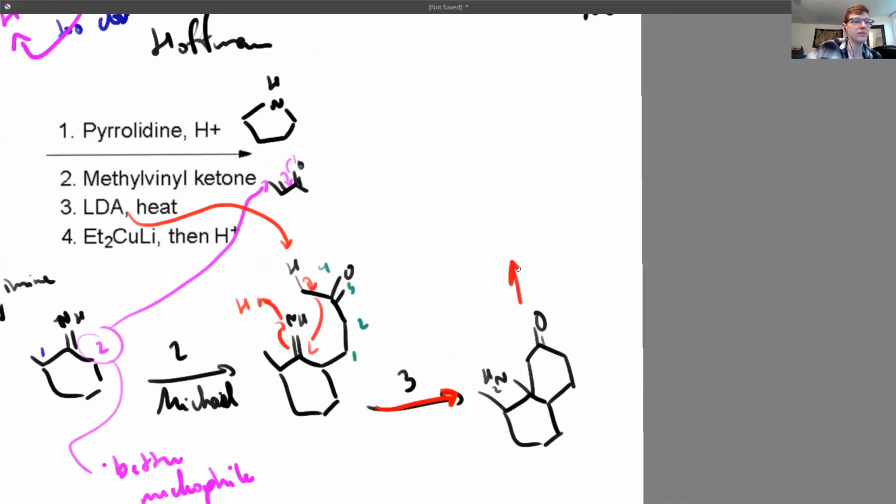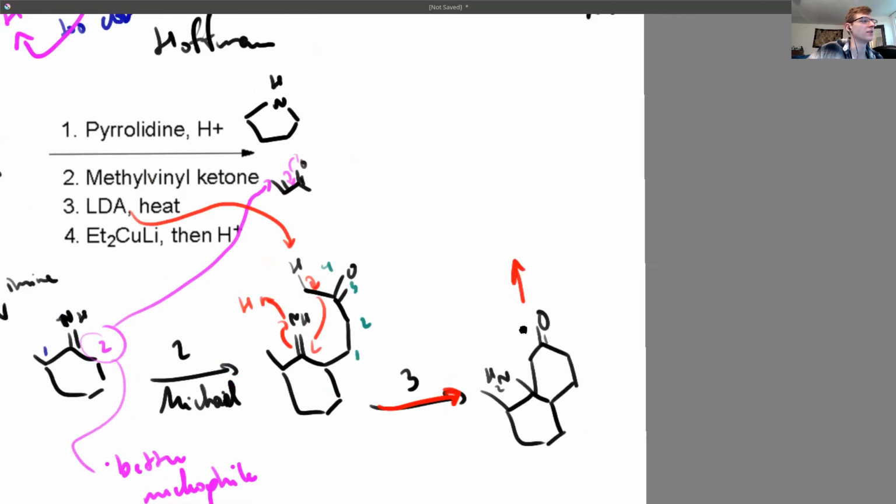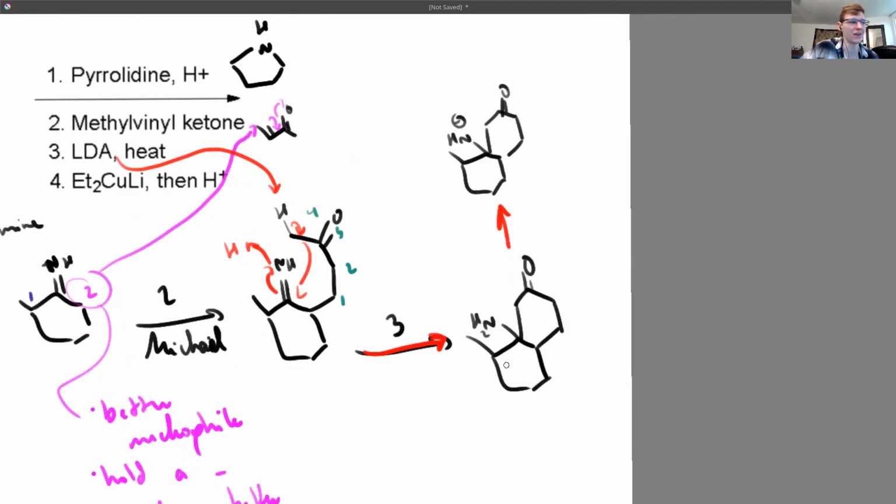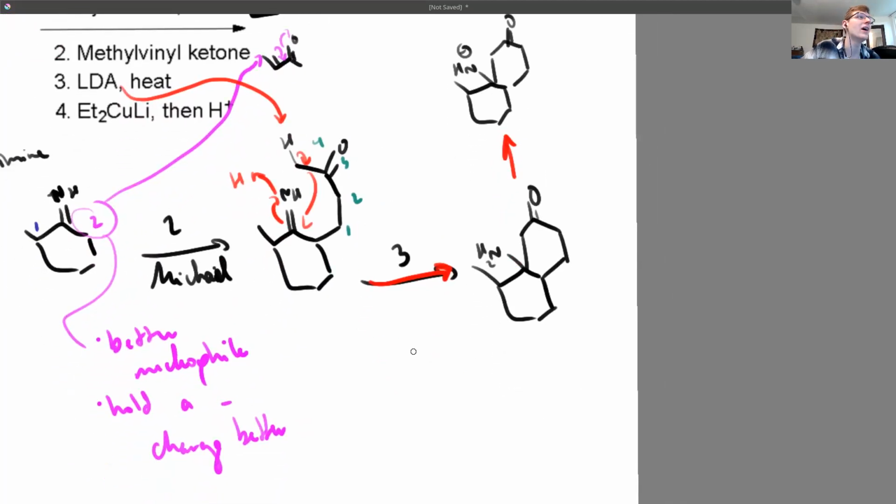And then from there, step 4 is to give it a cuprate, but the cuprate won't attack here. So the cuprate doesn't really do anything, right? At best, it'll just steal a hydrogen off here because cuprates are pretty basic. Right. This way kind of sucks because of that, right? So that's why I think it wouldn't be that.